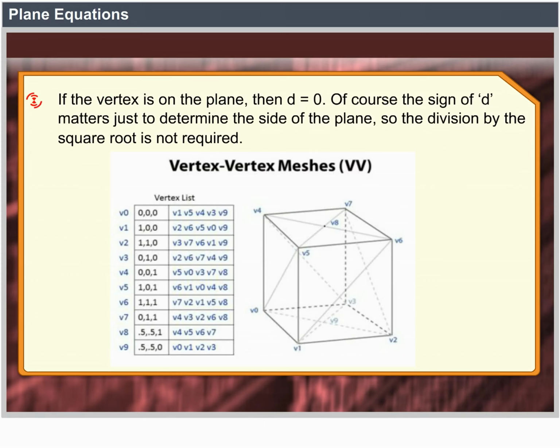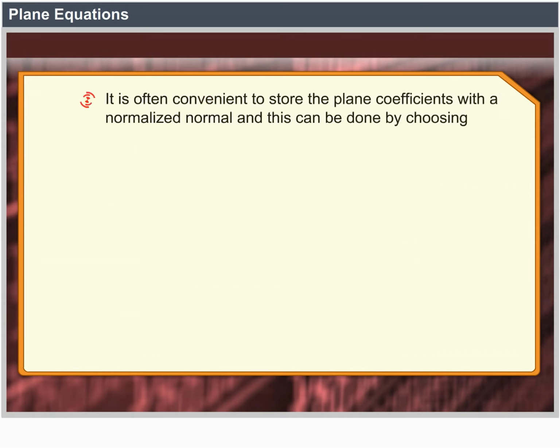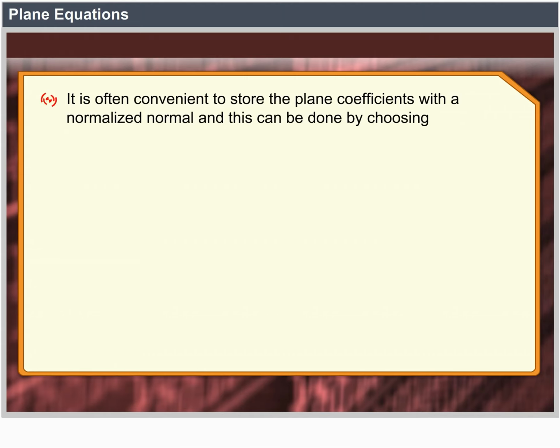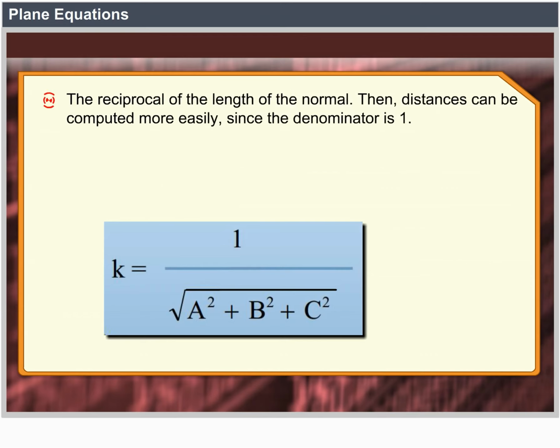The plane equation is not unique. Any non-zero multiplicative constant k changes the equation but not the plane. It is often convenient to store the plane coefficients with a normalized normal. This can be done by choosing k as follows. K equals 1 over square root of a squared plus b squared plus c squared, which is the reciprocal of the length of the normal. Then distances can be computed more easily since the denominator is 1.